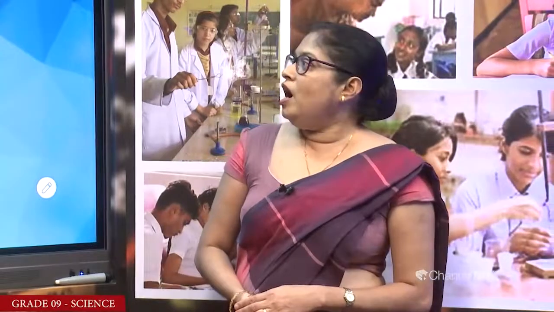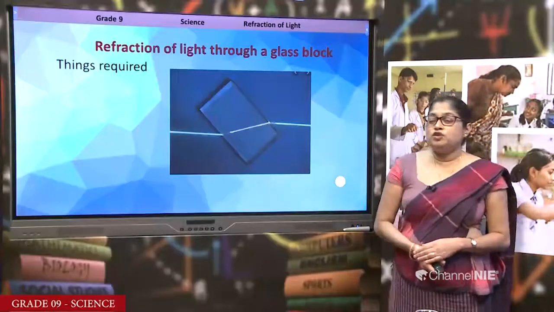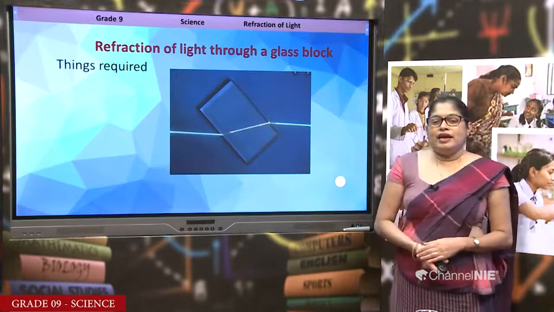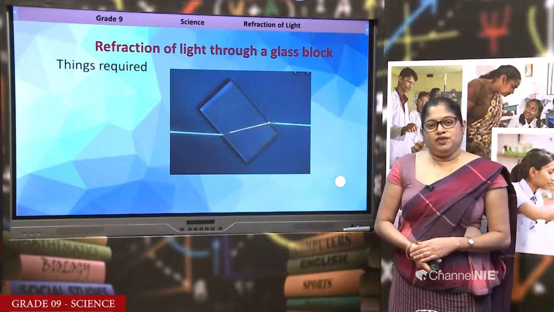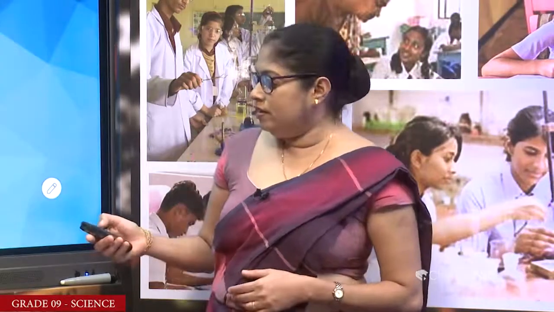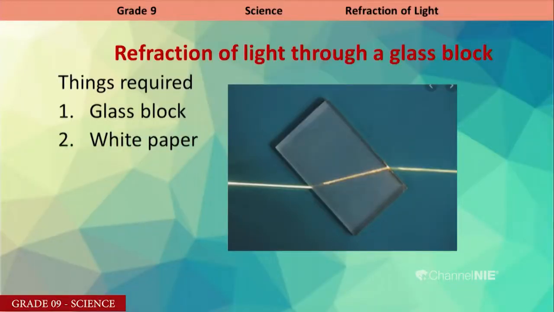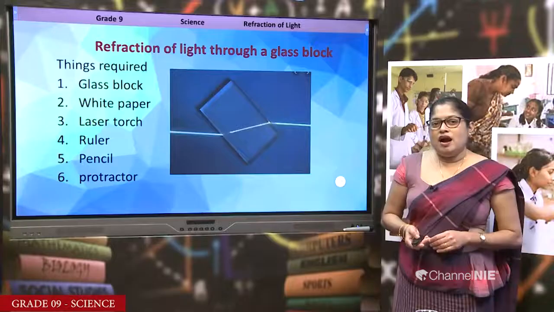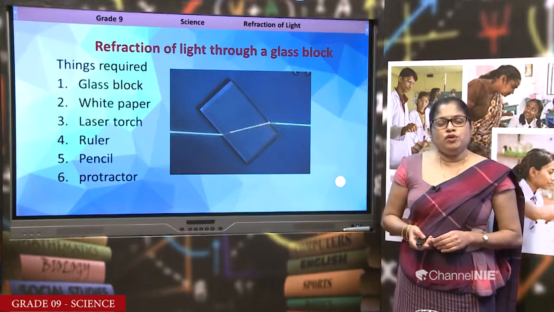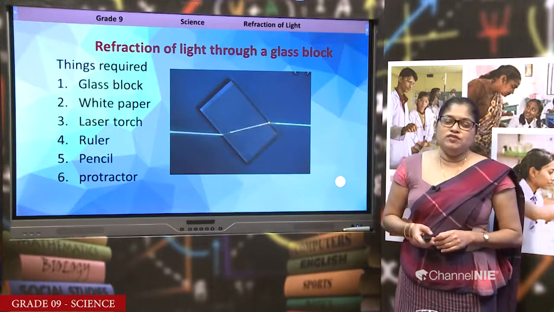Now, we will see how the refraction of light occurs through a glass block. Here we have to do a small activity. Before I do the activity with you, I will introduce you to the things you will need. You need a glass block, white paper, laser torch, a ruler, pencil and a protractor. I have a small video to show this activity. Let us watch the video.